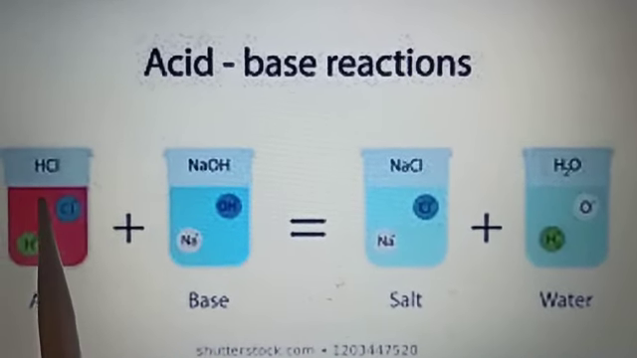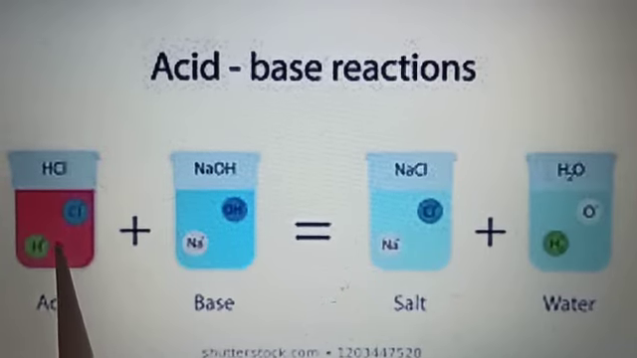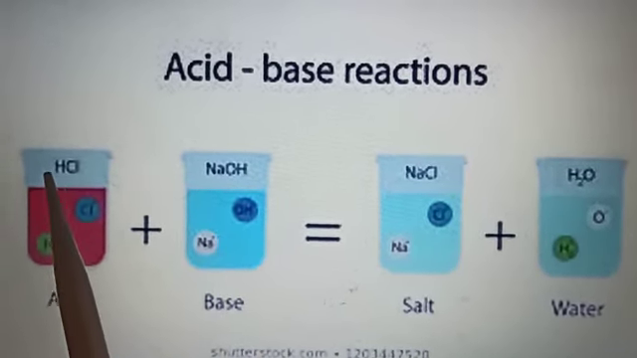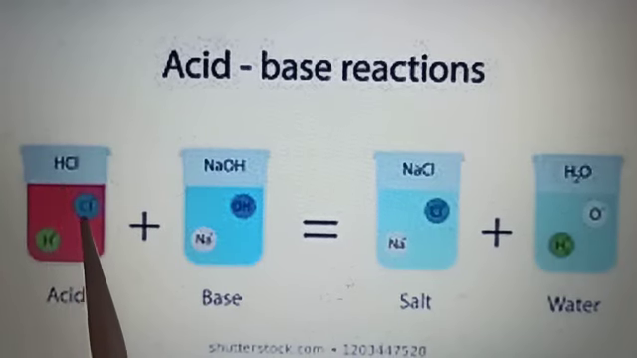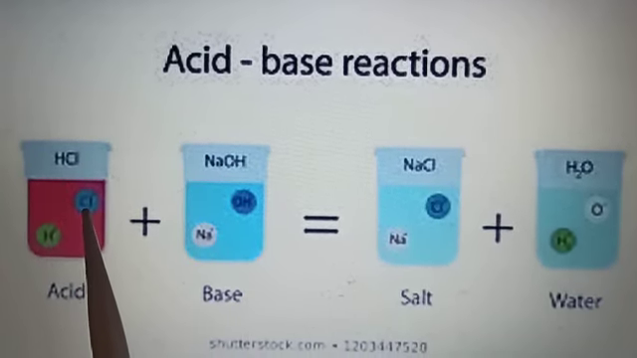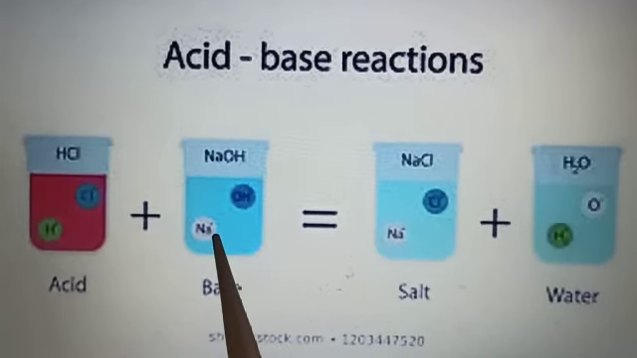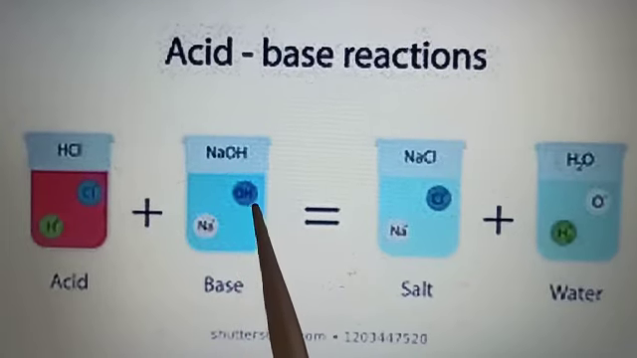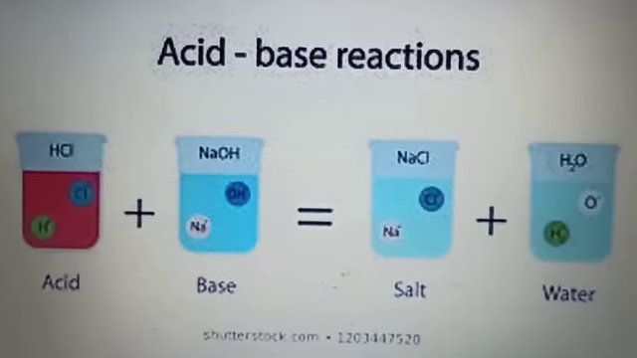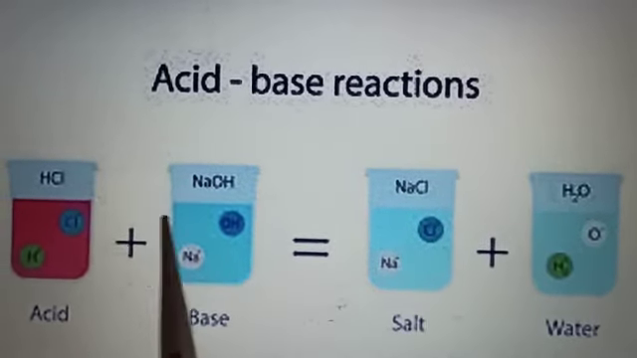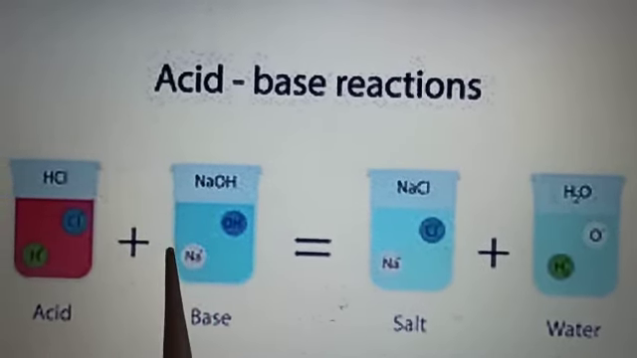See, this is HCl, that is an acid. This is NaOH, a base. HCl dissociates into H plus and Cl minus ions. NaOH dissociates into Na plus and OH minus ions because they both are in the aqueous form, means dissolved in water. So when they dissociate into ions, these ions react together.